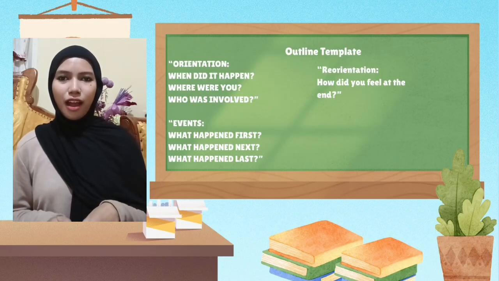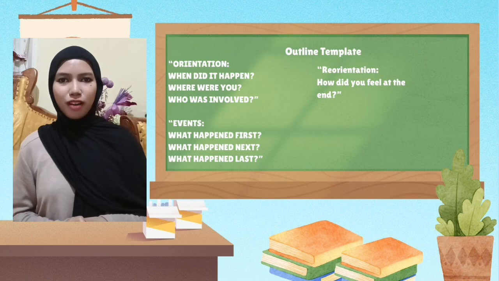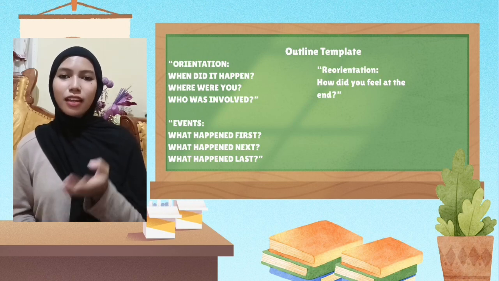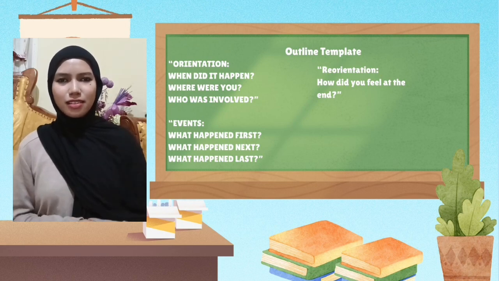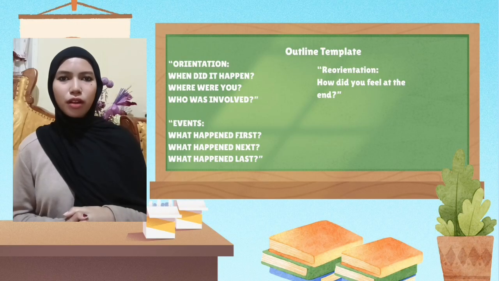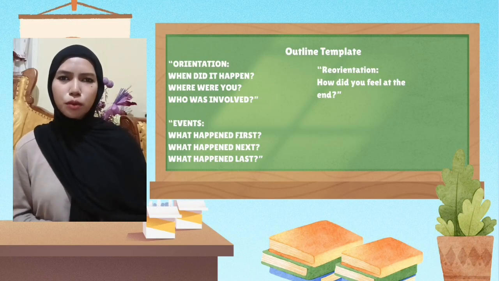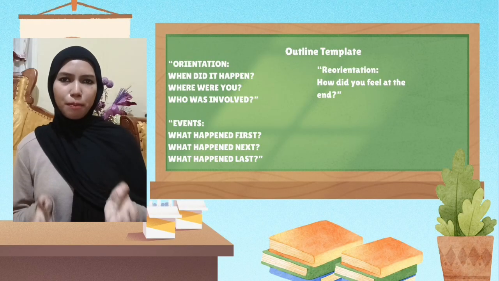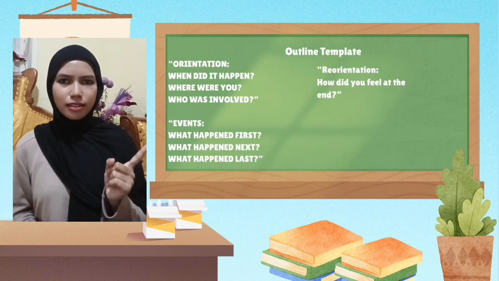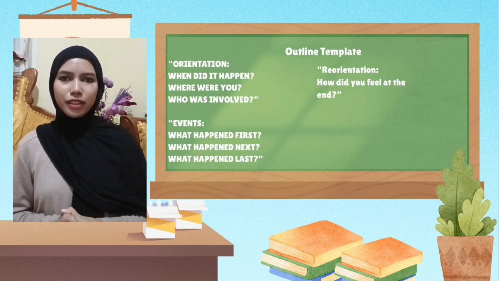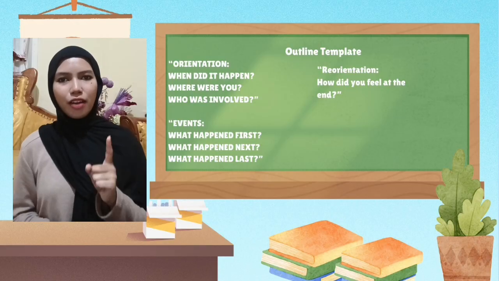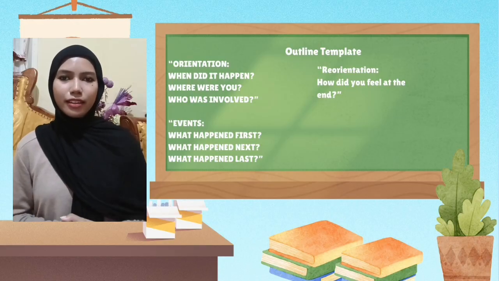And yes, here is an outline template, please follow this outline. The first is orientation. It's when did it happen, where were you, and who was involved. And then the next is event. What happened first, next, and last. And then reorientation. How did you feel at the end?